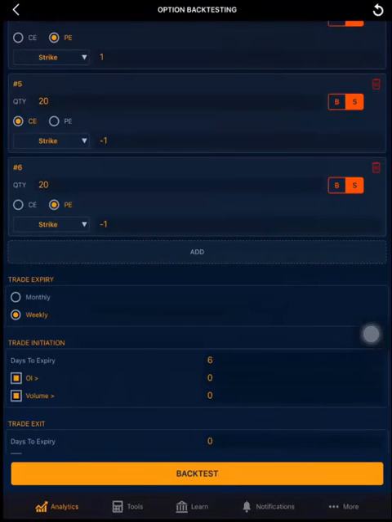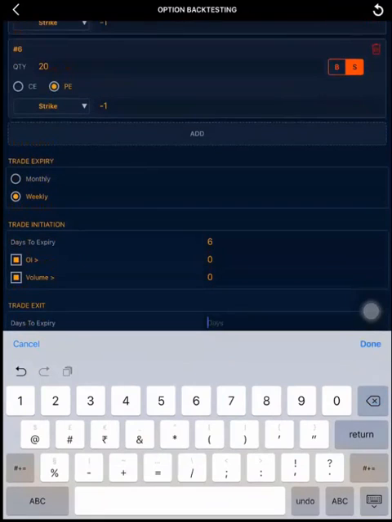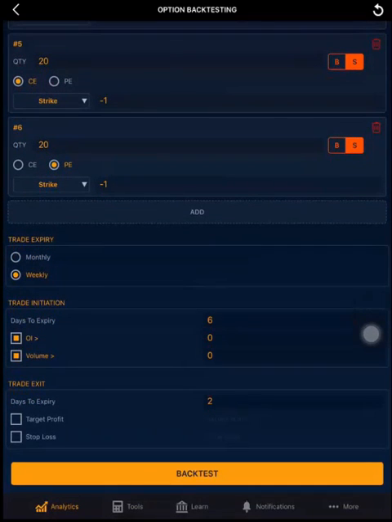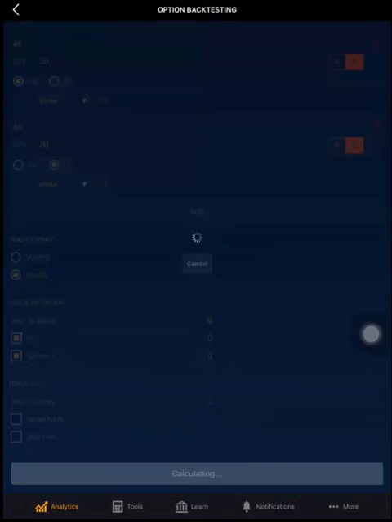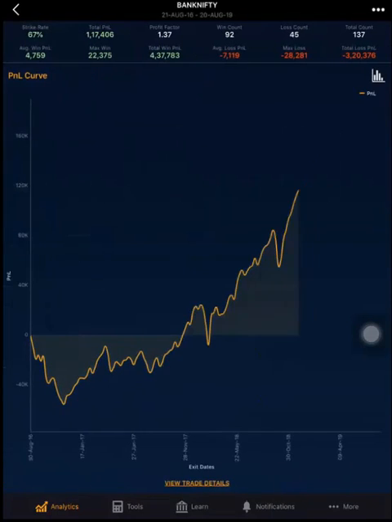Now I saw for the 0 date. Now let's do, instead of 0 day, I say I square it off 2 days before expiry. So that means I took a trade on Friday and I'm closing it 2 days prior, which is Tuesday. Okay. Backtest. The PNL has changed. The profit factor has changed. The strike rate has changed.